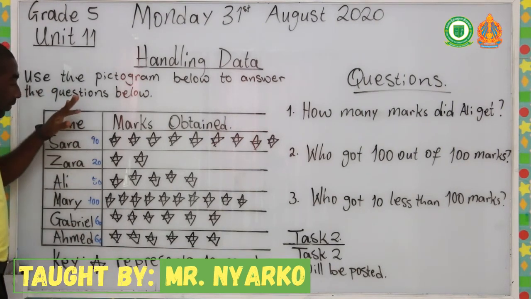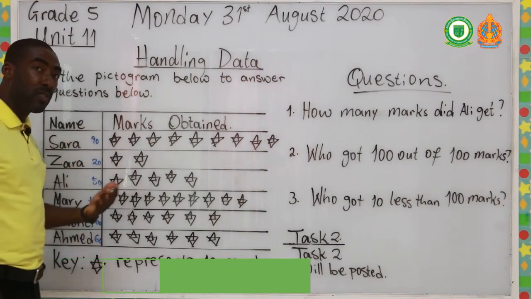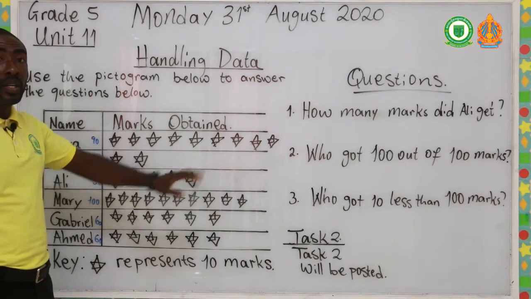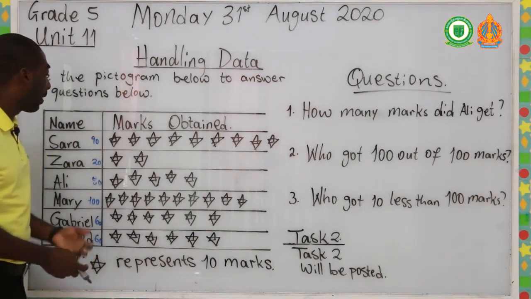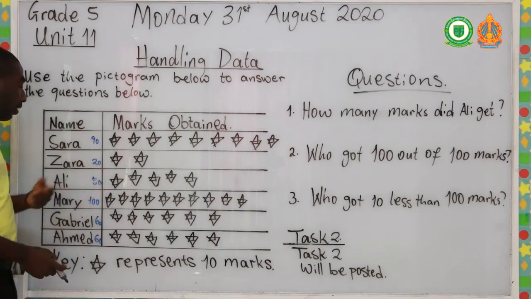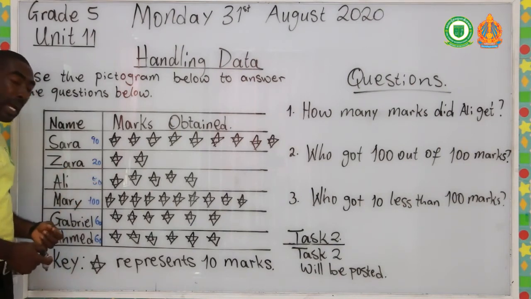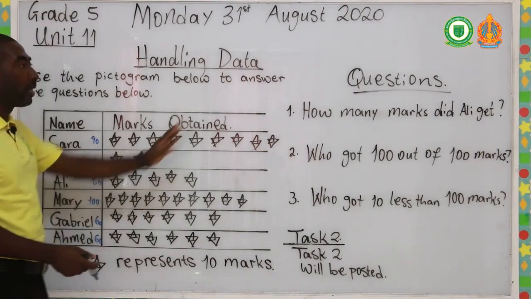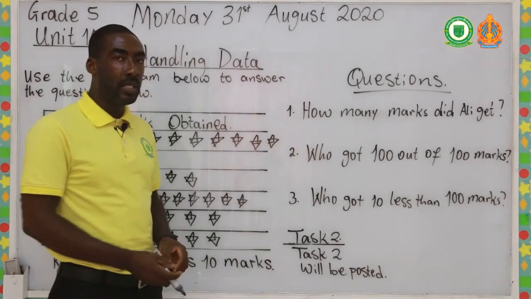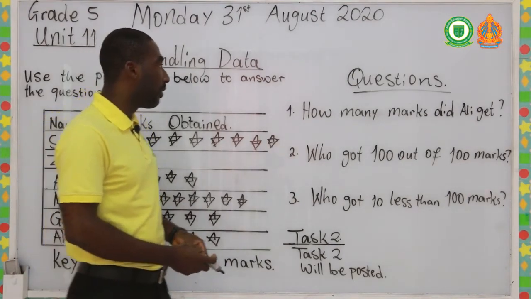So this is the first thing that I advise students to do, so that you know the actual picture of the pictogram you are working with: that Sarah got 90, Zara got 20, Ali got 50, Mary got 100, Gabriel got 60, and Ahmed got 60. Now we can go to our questions, and then we relate them to the pictogram that we have.